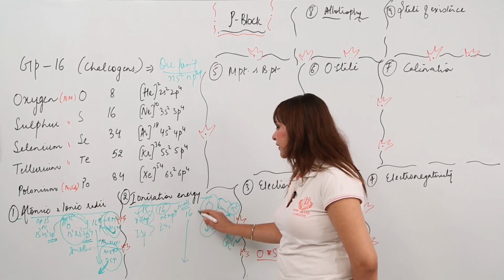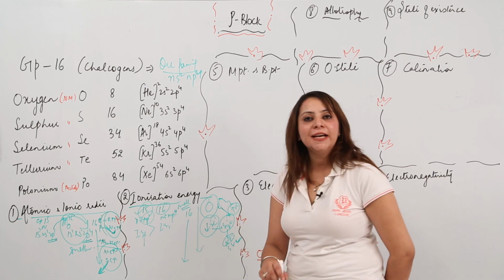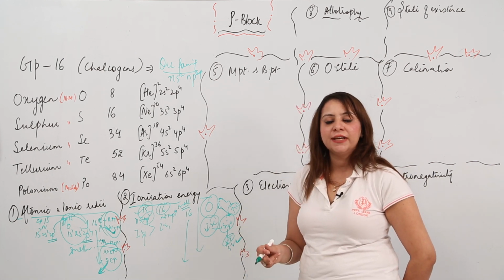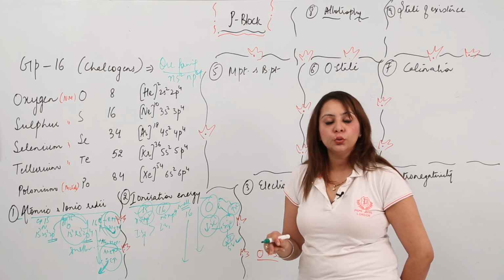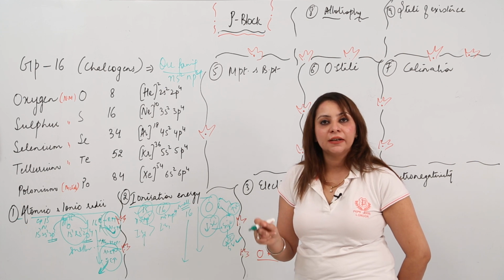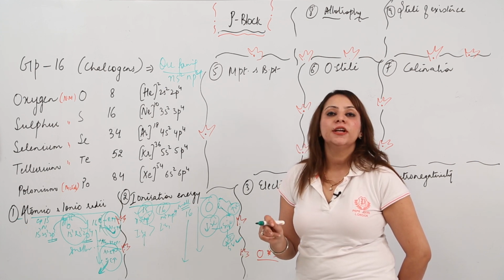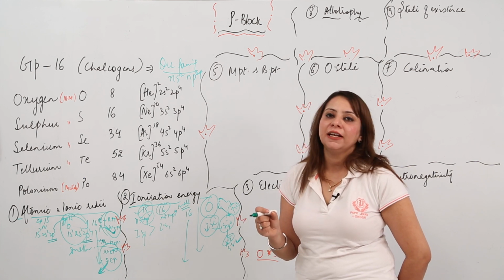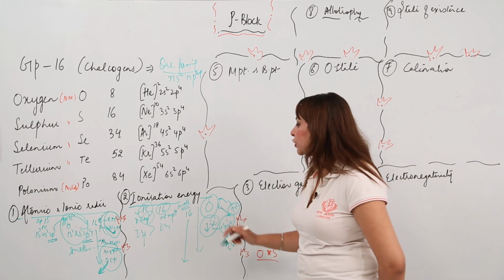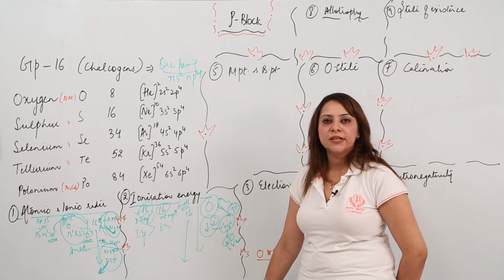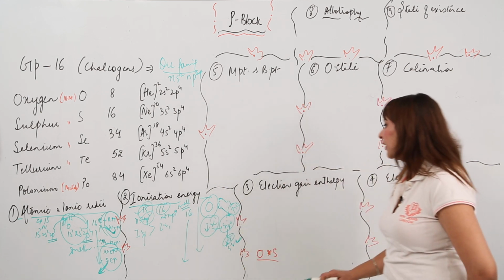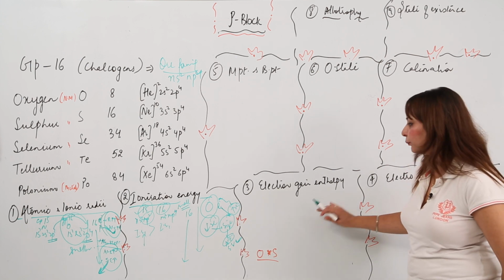As we move down, the nuclear charge is increasing and the shielding effect is also increasing, but if we compare the strength of the two, the shielding effect is more pronounced. So the effective nuclear charge is decreasing, which means the valence electron is experiencing less force of attraction, and less force of attraction means the ionization energy will decrease. So along the group, ionization energy is decreasing. I think it's clear. Now we'll move on to the third property, that is the electron gain enthalpy.